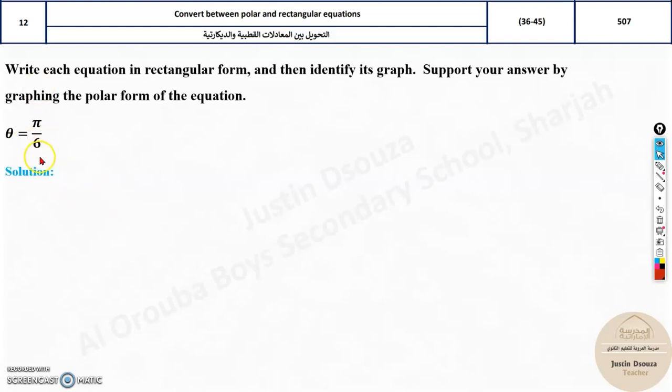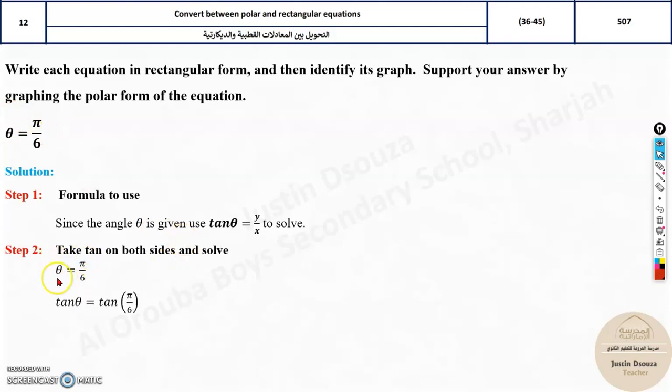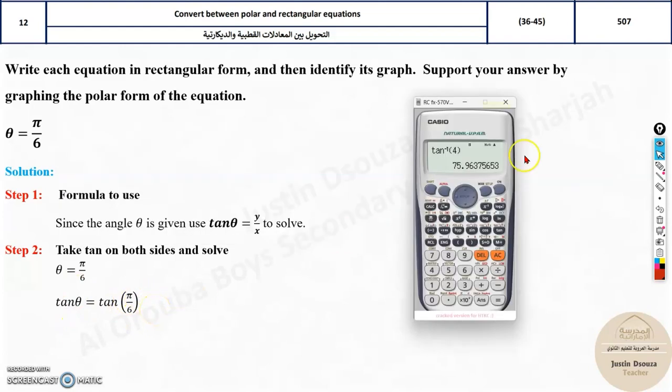So you know the formula, that is tan theta is y by x. So what you need to do is take tan on both these sides and you will get an equation of tan theta equals tan pi by 6. Now you can solve this. You know, left side is y by x. Always sine by cos, and sine is y, cos is x. So over here, y is basically sine, x is cos, and over here tan theta is y by x. What is tan pi by 6? You can do tan pi by 6.